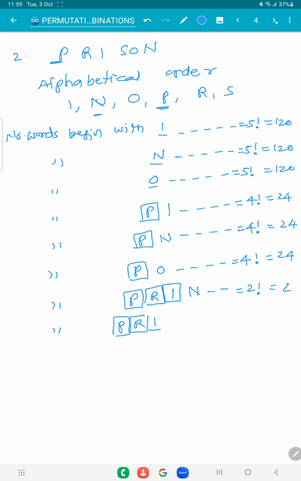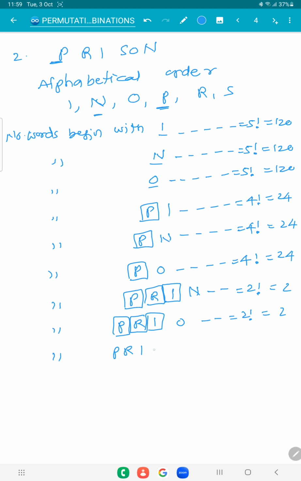Next one is that P is locked, R is locked, I is locked. After N we have O. 2 letters only. That is 2 factorial, 2. Next, number of words that begin with P, R, I. After I is done, O is done, right? P is also done, R is done.